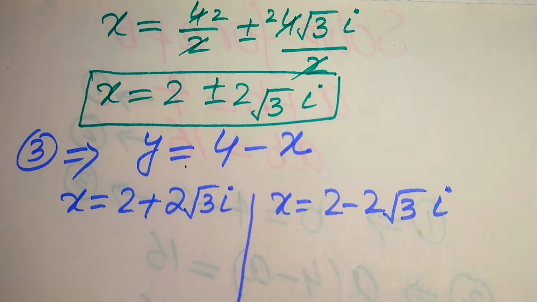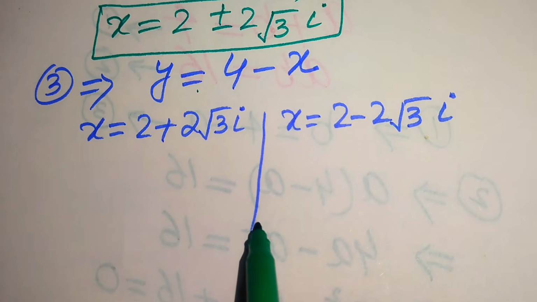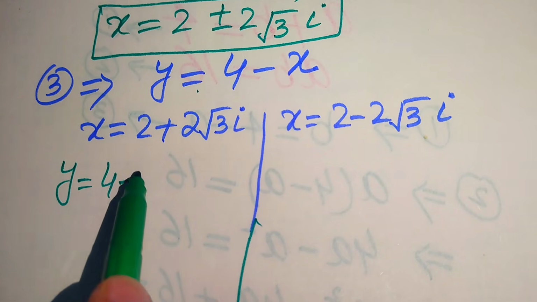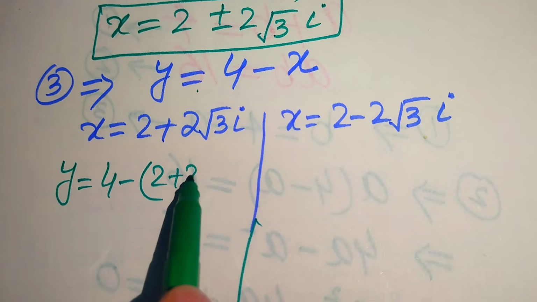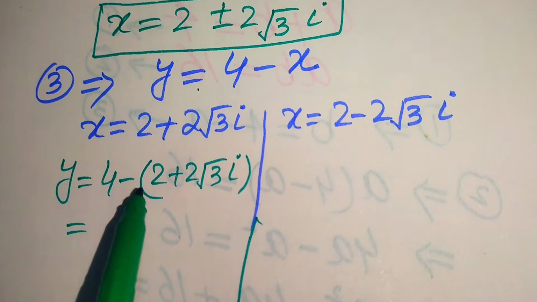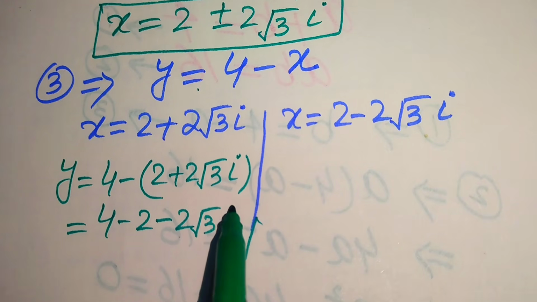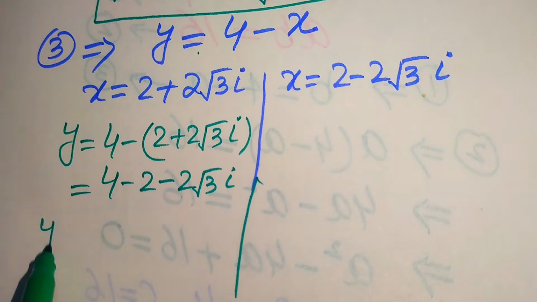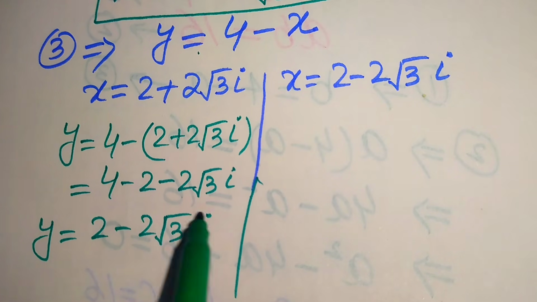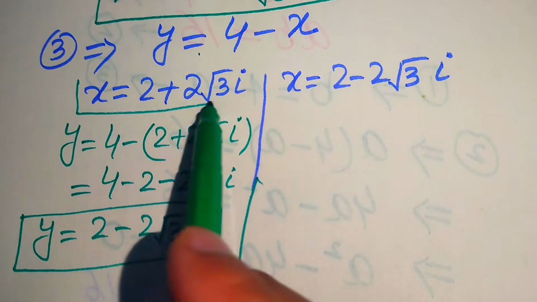So we substitute both of these values into the above equation and we get the corresponding values of y. First we substitute this value of x, and y equals 4 minus x. The value of x is 2 plus 2 times the square root of 3 into iota. Here we multiply the negative sign on each of these values and it becomes 4 minus 2 minus 2 times the square root of 3 into iota. From here we get y equals 4 minus 2 becomes 2 minus 2 times the square root of 3 into iota. This is the value of y corresponding to this value of x.